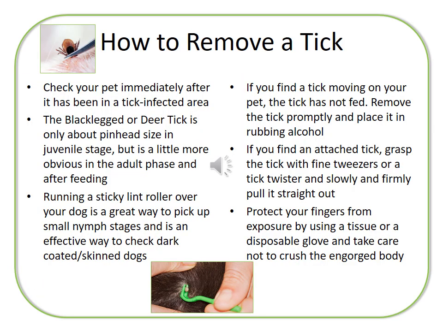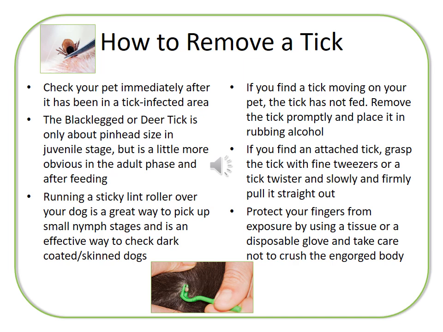To provide the best form of tick prevention, it is recommended to check your pet over carefully as soon as possible after they have been in a tick-infested area. The black-legged or deer tick is only about the size of a pinhead in juvenile or nymph stage, but is a little more obvious in the adult stage and after feeding. Running a sticky lint roller over your pet is a great way to pick up the small nymph stages and is an effective way to check dark-coated or dark-skinned dogs.